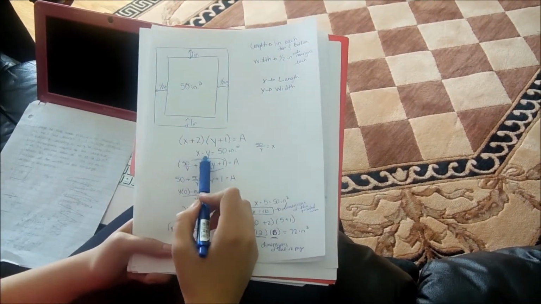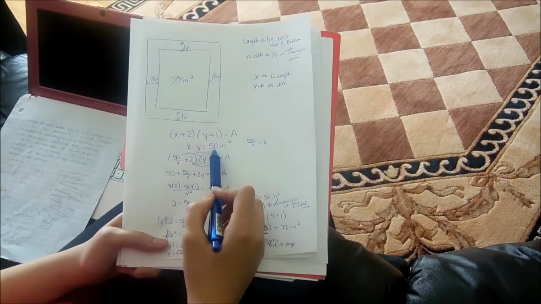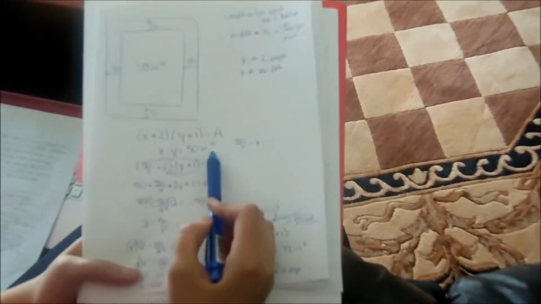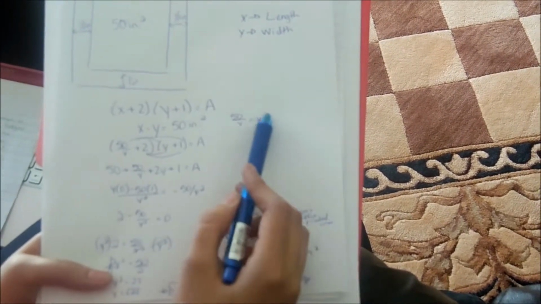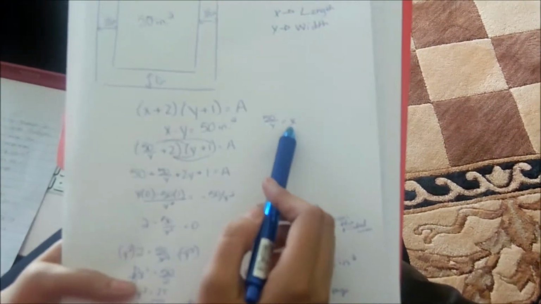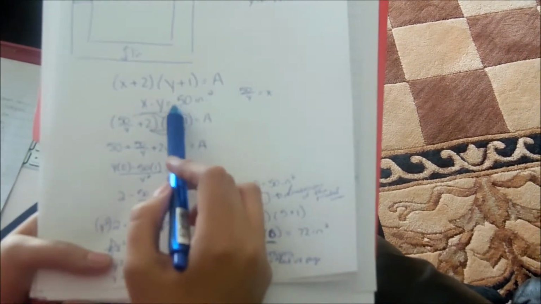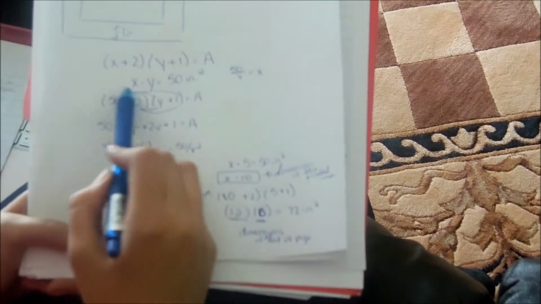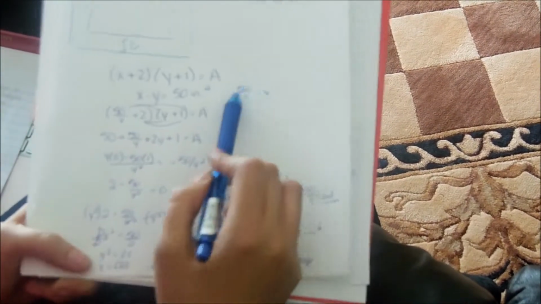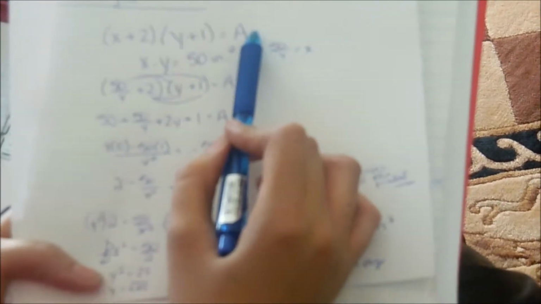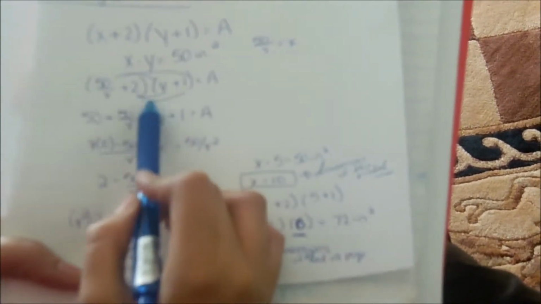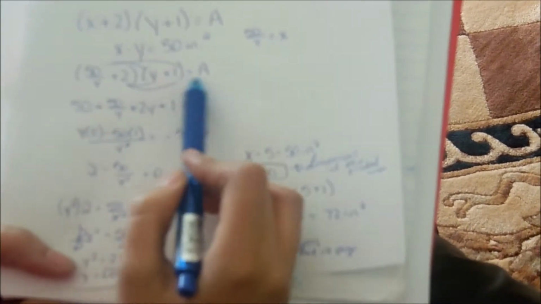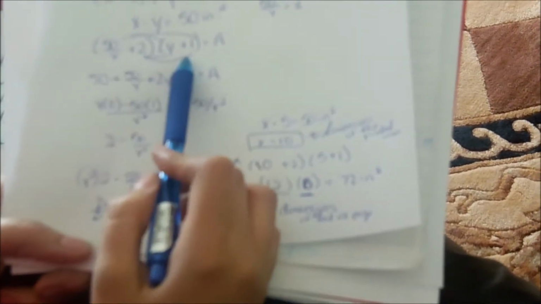So x equals the length and y equals the width, and we know that the printed area is 50 square inches. We wanted to know what one of the values is, so we decided to divide 50 square inches by y, which equals x. Once we find x, we replace the x value with 50 over y in the original equation for the area of the entire page. So as you can see, it says (50/y + 2)(y + 1) equals the area of the entire page.